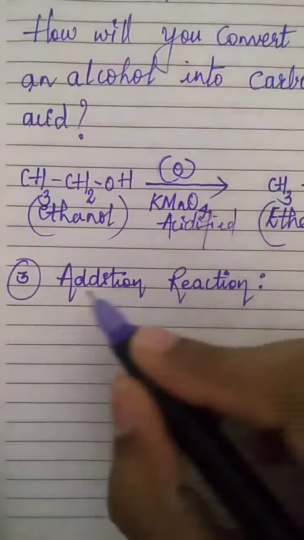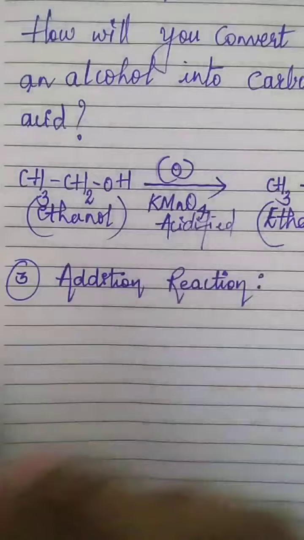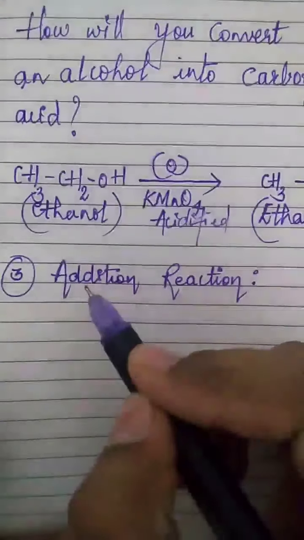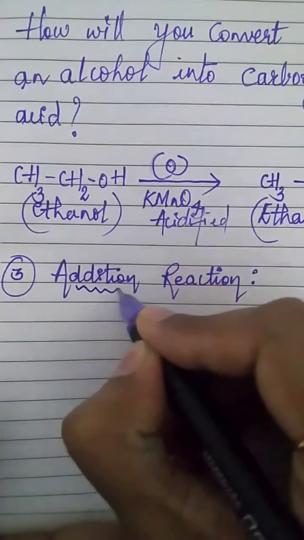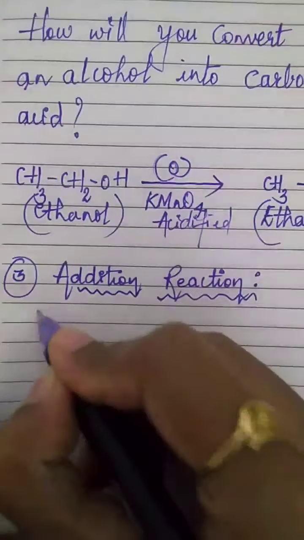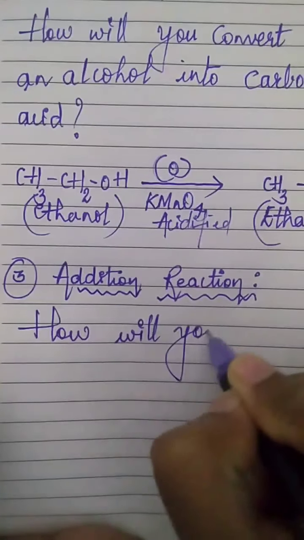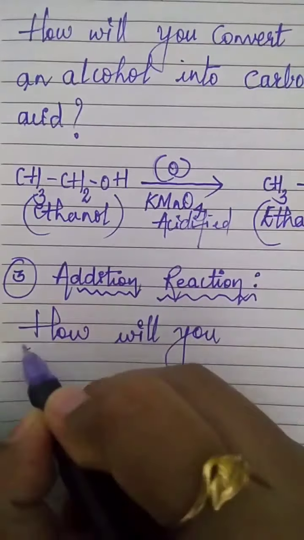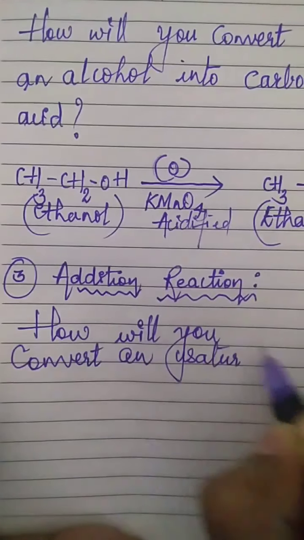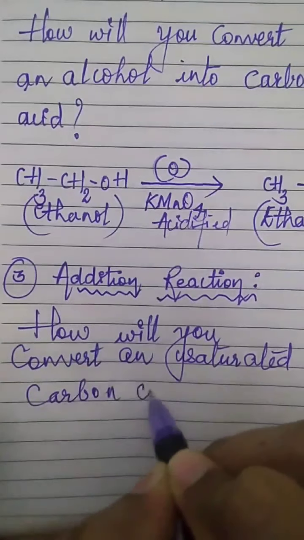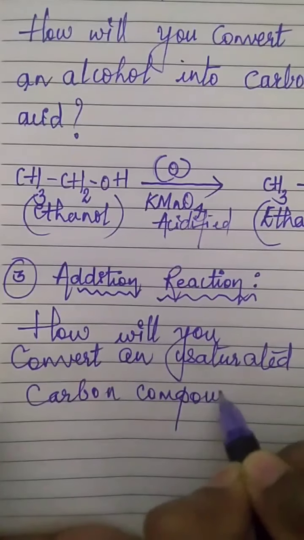Okay, children. Now this is the third type of reaction undergone by carbon compounds, which is called addition reaction. Like I gave you a question here, in the same way, take a question for addition reaction. That is, how will you convert an unsaturated carbon compound to a saturated carbon compound?